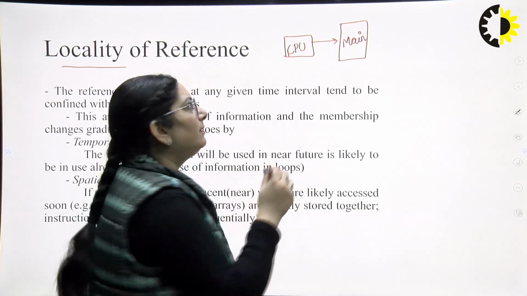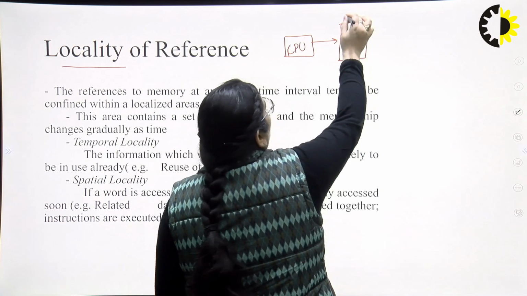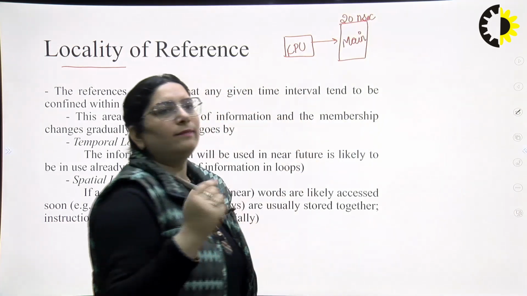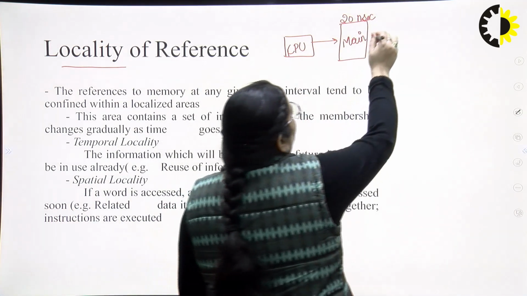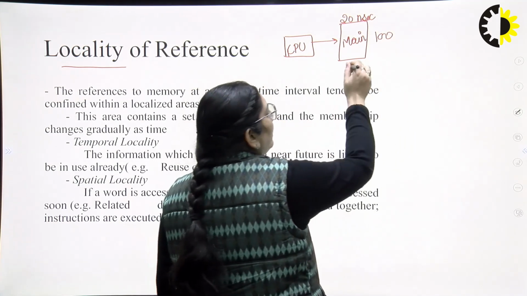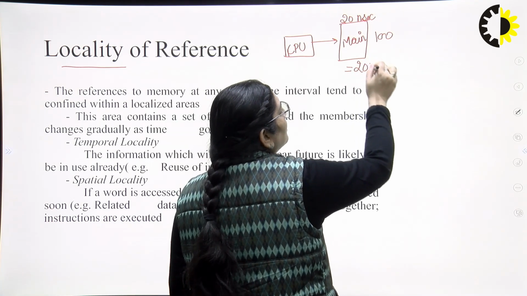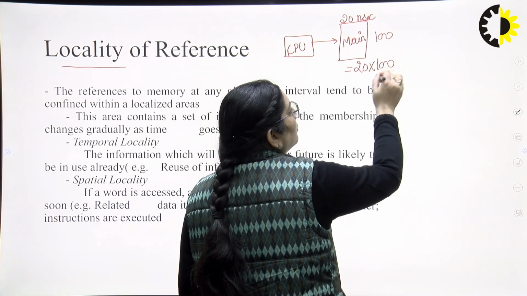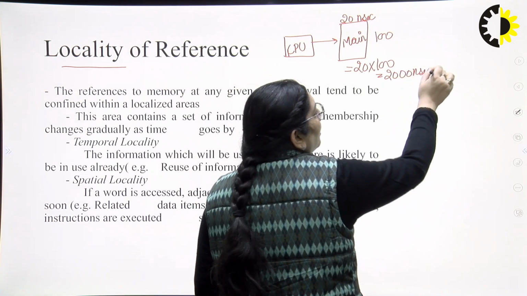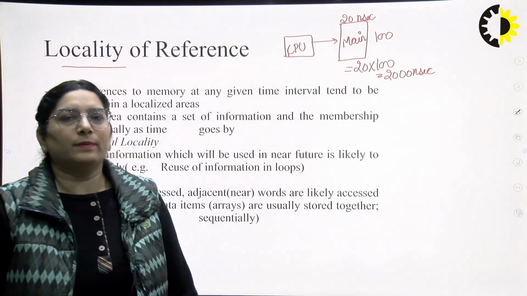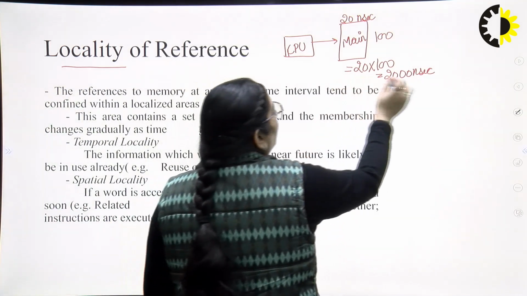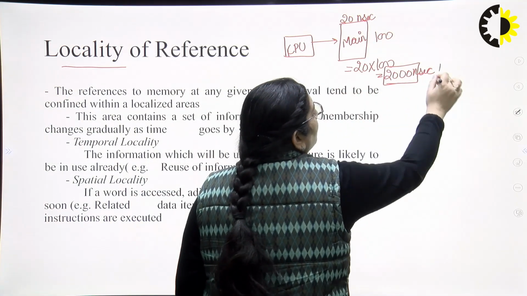For example, if the CPU main memory access time is, let's say, 20 nanoseconds, it takes 20 nanoseconds to get an item from there, and it has to fetch 100 instructions or maybe 100 data items. So the total time taken by the CPU to access the main memory will be 20 into 100, that is 2000 nanoseconds. This much time will be wasted only in accessing the content from there. Then we will start with the processing. So our objective is that we need to minimize this access time. We need to reduce this access time.